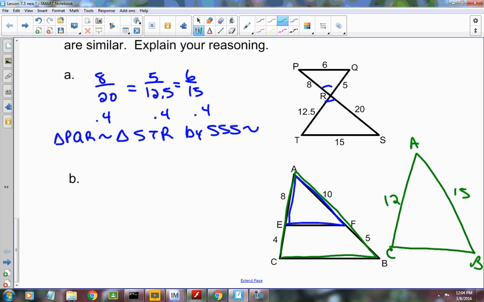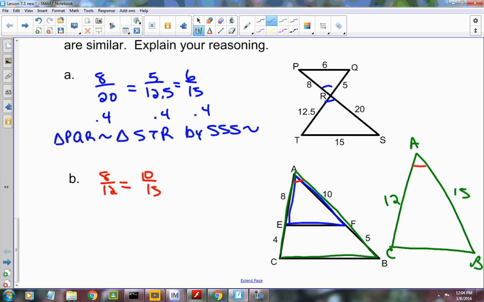But now I'm going to compare the blue and the green triangle. What am I testing for? Which one am I going for, you think? Side angle side. What's my angle? Angle A. What do I know about angle A? They share it. It's the same one, okay? And so then I need to look at the sides that sandwich that angle A, right? So I can test 8 is to 12 as 10 is to 15.